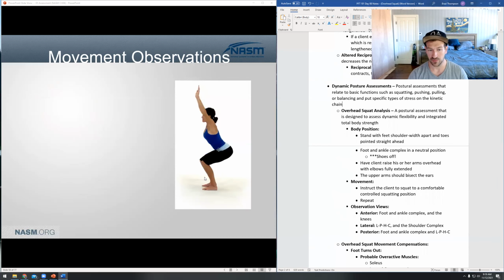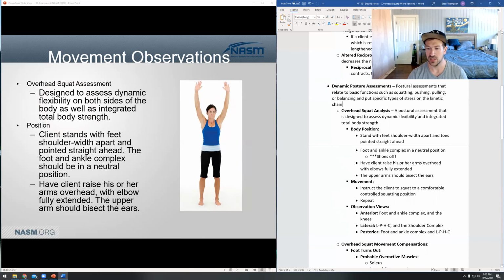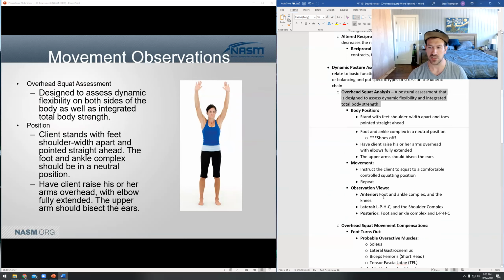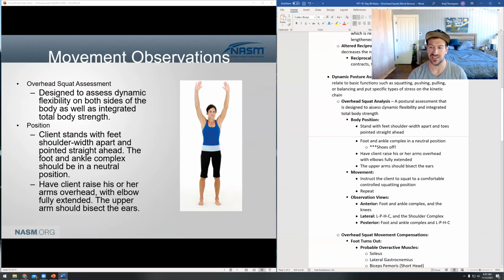So the big one that we always talk about, my favorite, is the overhead squat. It's a posture assessment that's designed to assess dynamic flexibility, so flexibility under movement, and integrated total body strength, like ideally the correct muscles firing when they're supposed to. So you're going to have your client stand with their feet shoulder width apart and their toes pointed straight ahead.